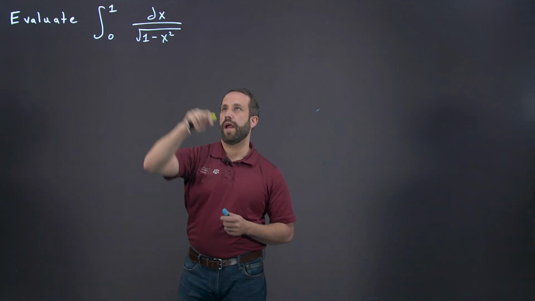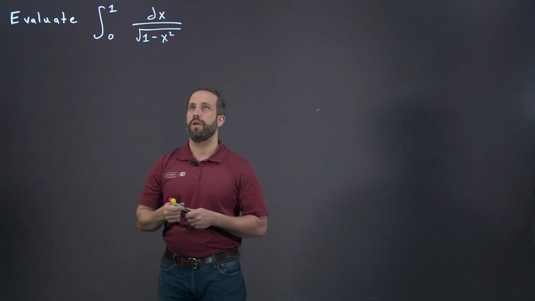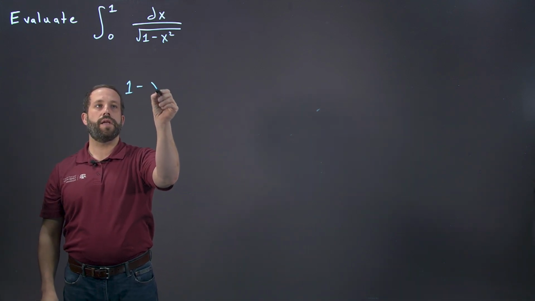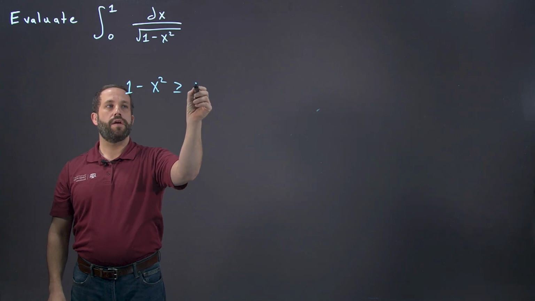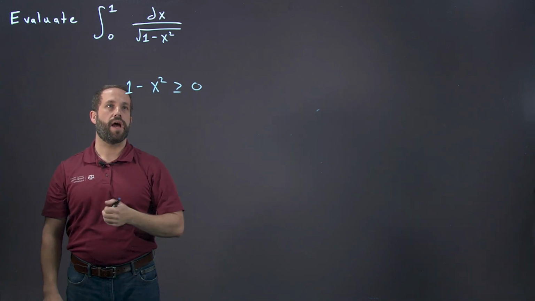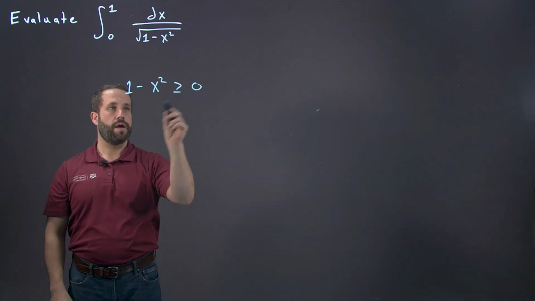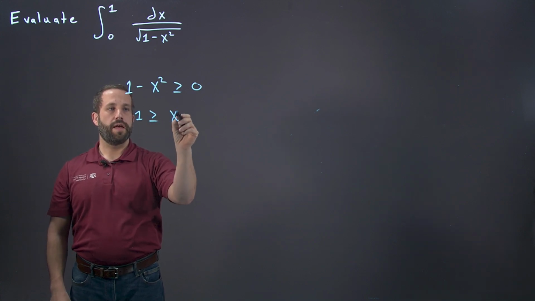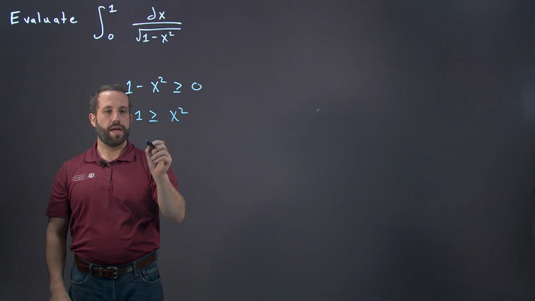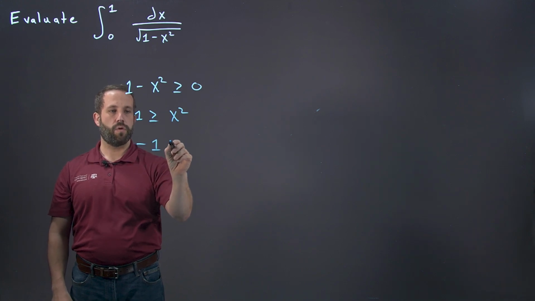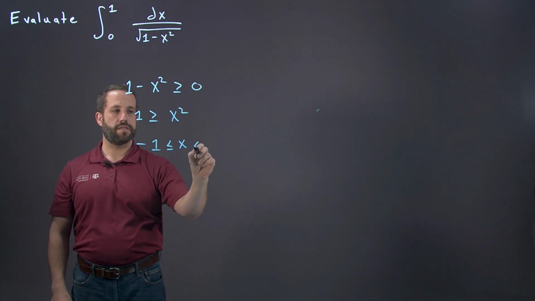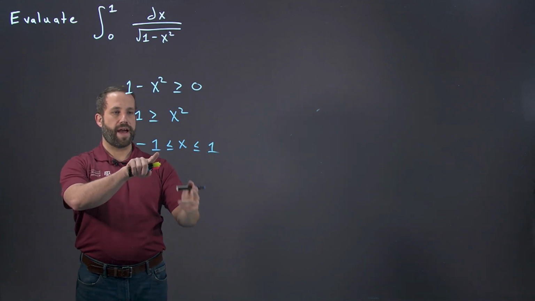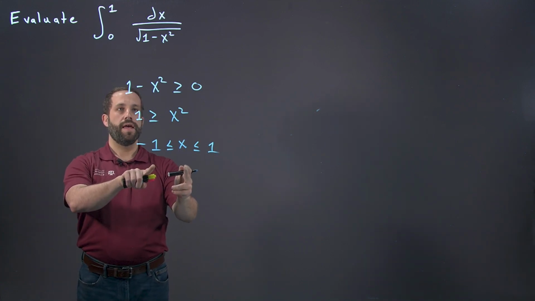So let's think about the integrand here. I've got the square root of 1 minus x squared. Just for the square root to be defined, I need to have 1 minus x squared being greater than or equal to 0. This is the same as saying 1 is greater than or equal to x squared. And this is the same as saying minus 1 is less than or equal to x is less than or equal to 1.